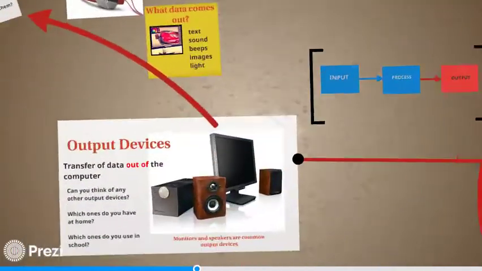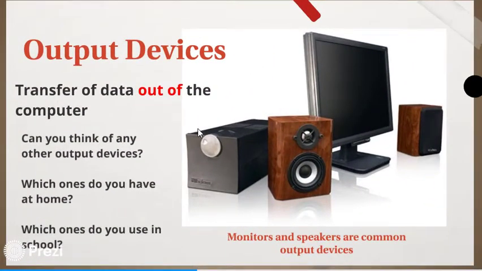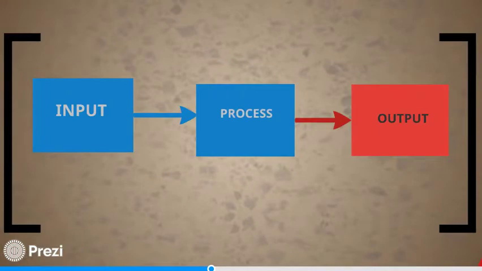Next is output devices. These are examples of output devices. You have speakers here, you have monitors. Can you think of any other output devices? Which ones do you have at home, or which ones do you use in school? And these are the examples that we have.